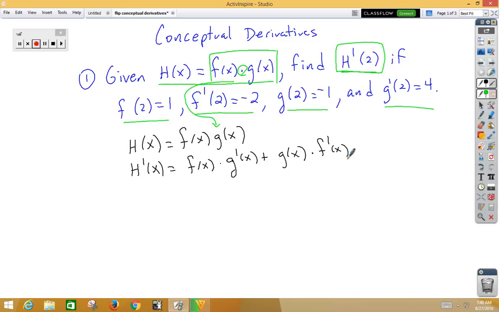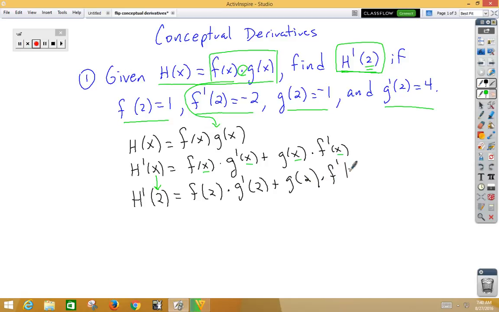Now we want to plug in a 2 to our derivative. So h prime of 2, now notice, 2 is the value of x. So we're going to replace every x with a 2. So f of, replace x with a 2. g prime of, replace the x with a 2. Plus g of, replace the x with a 2. Multiply by f prime of, replace the x with a 2.